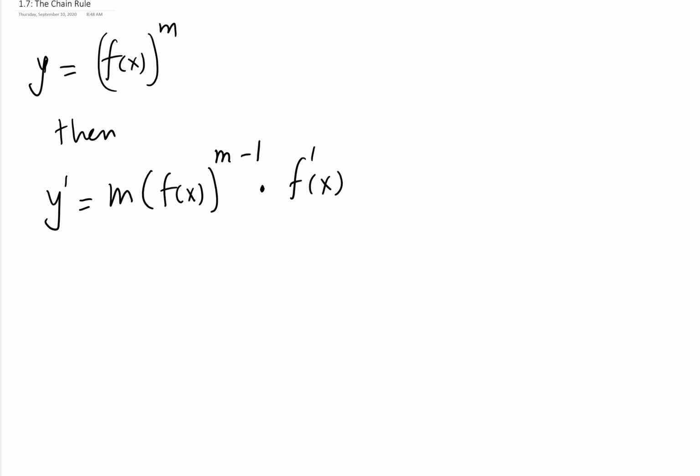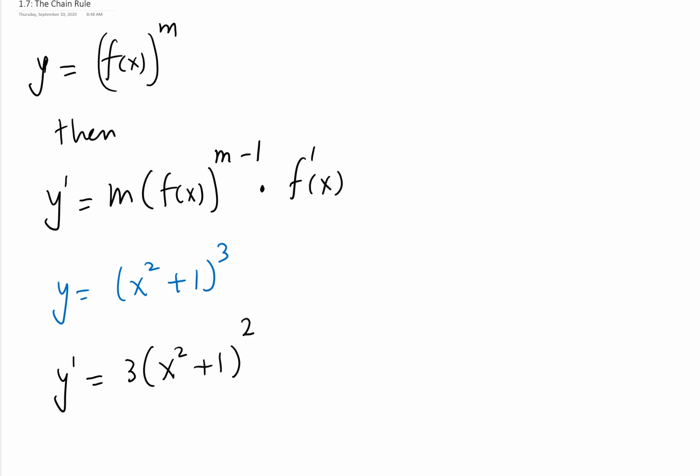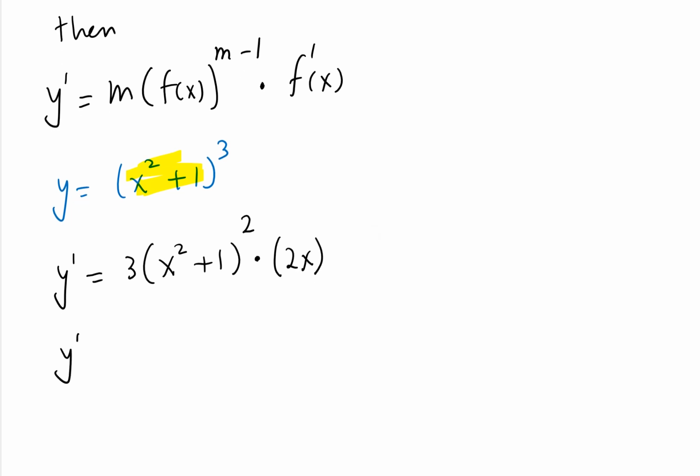To apply this, let's look at an example. If we have x squared plus 1 to the third power, what is y prime? You bring the 3 down, x squared plus 1 to the second power, times the derivative of the inside, derivative of this, which is 2x. Then y prime would be 6x times x squared plus 1 to the second power.